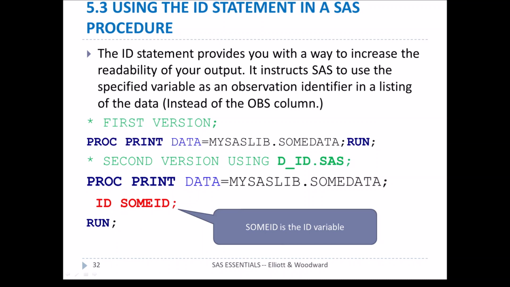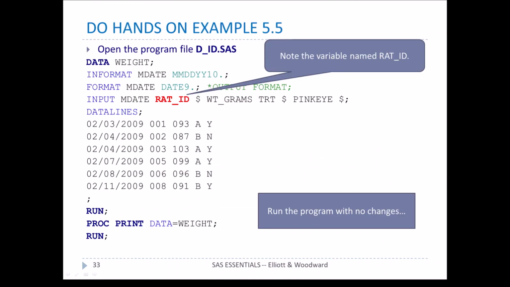So here we have two versions of a program, of a PROC. We have PROC PRINT, just normally, and now we have PROC PRINT where we have ID, some ID. So this tells you that you can add this new statement to PROC PRINT to do something different. In this case, replace OBS with another ID. So let's look at that. Open up the program d_id.sas. This is example 5.5.